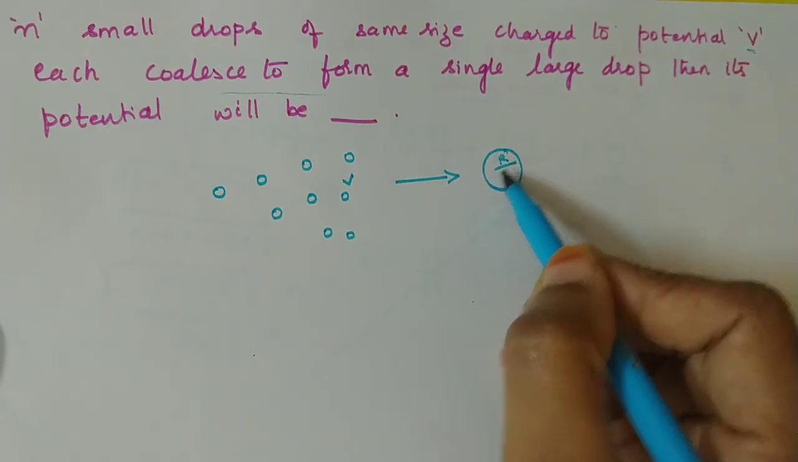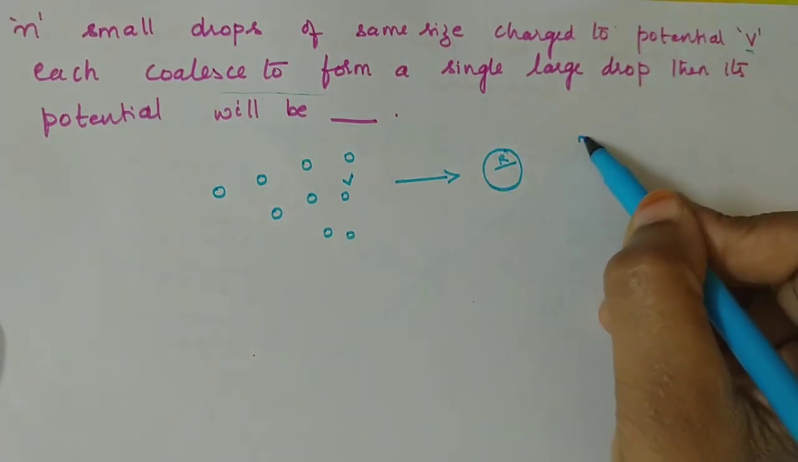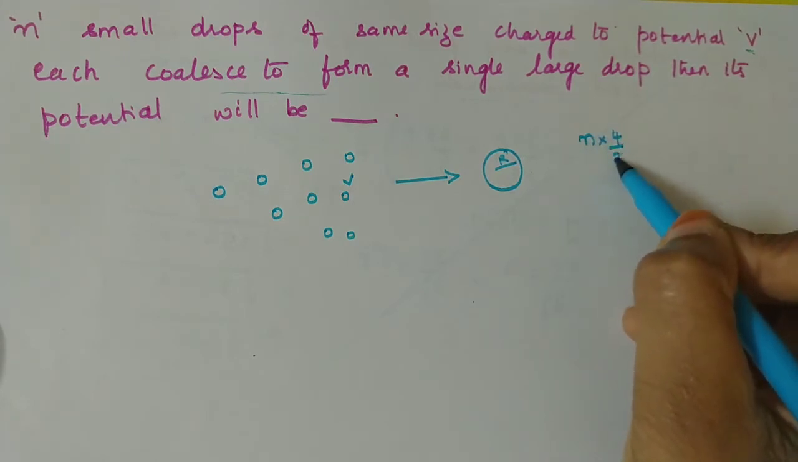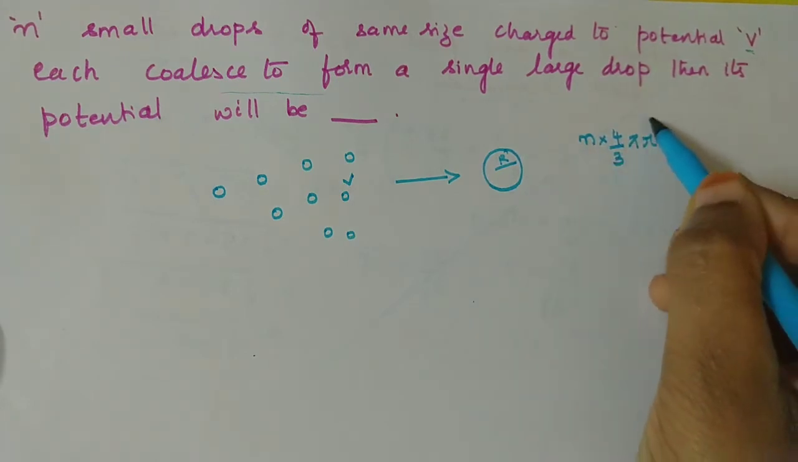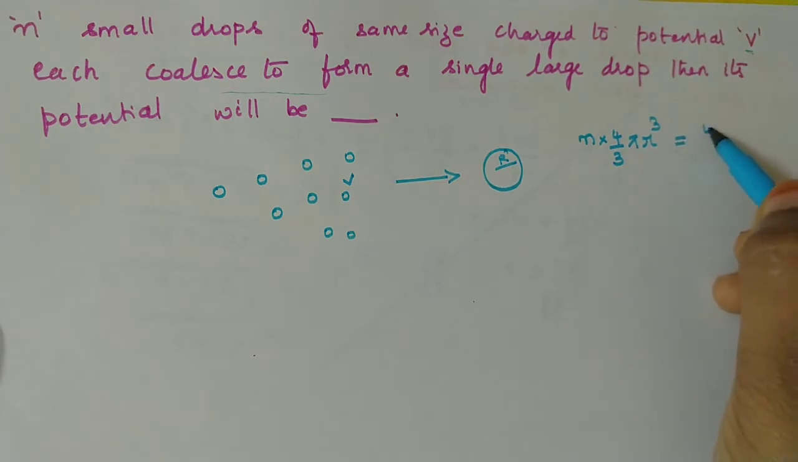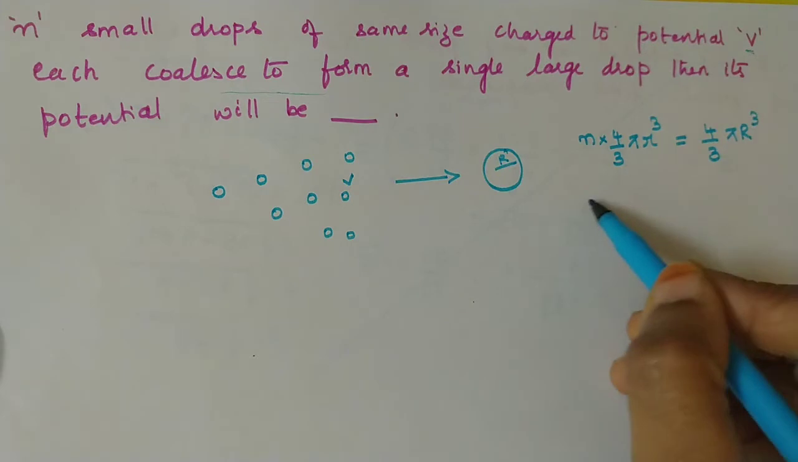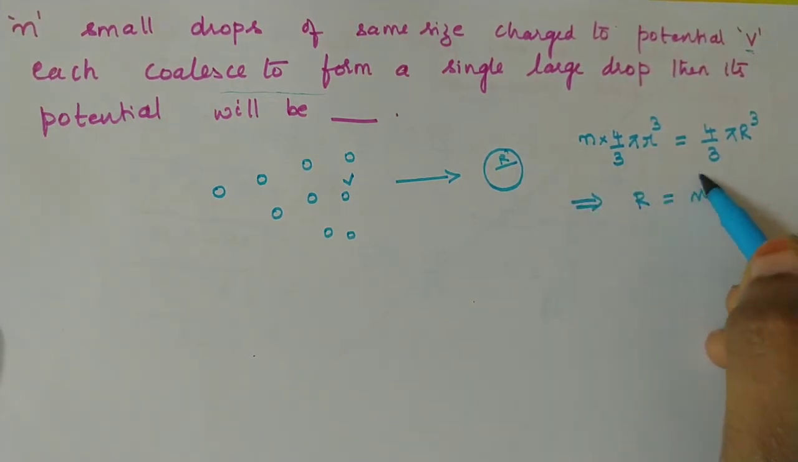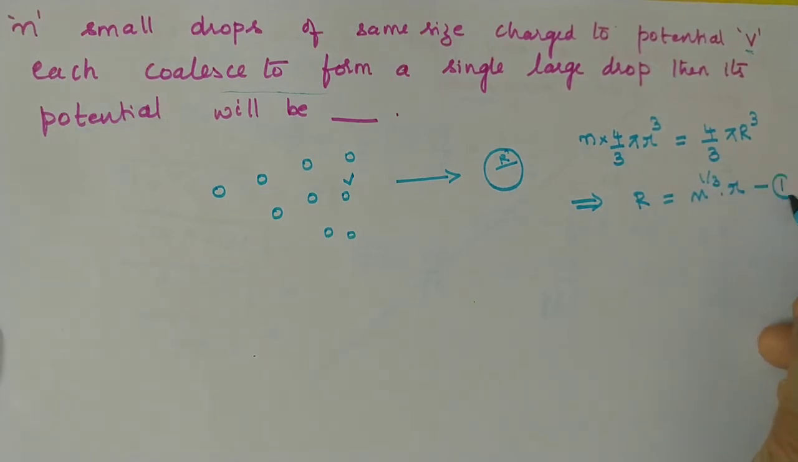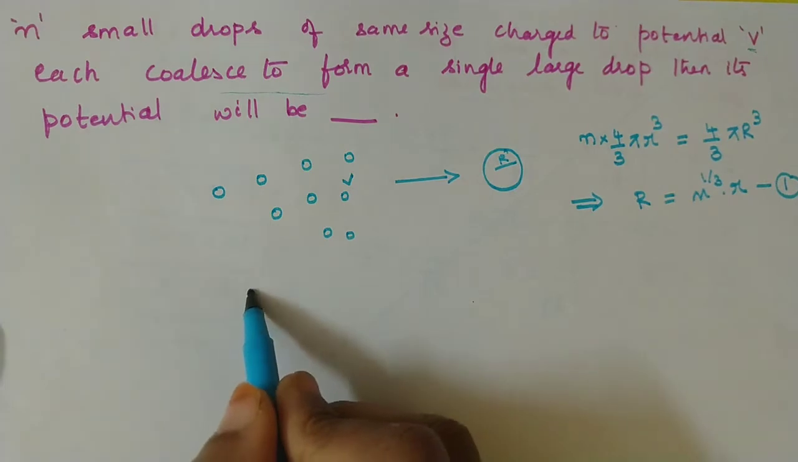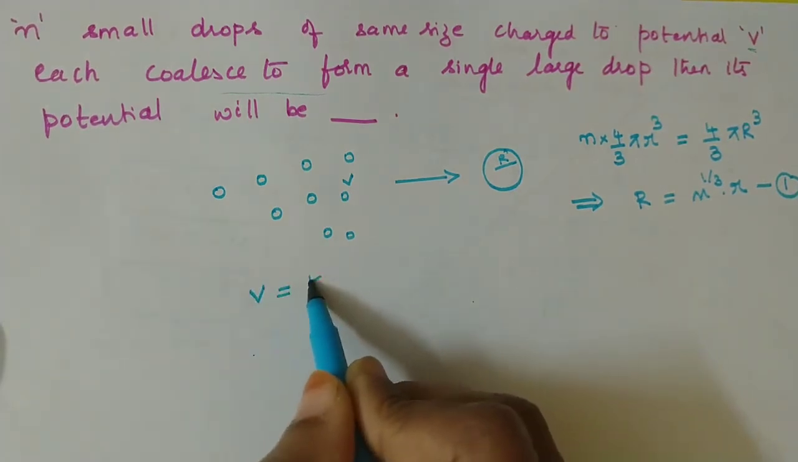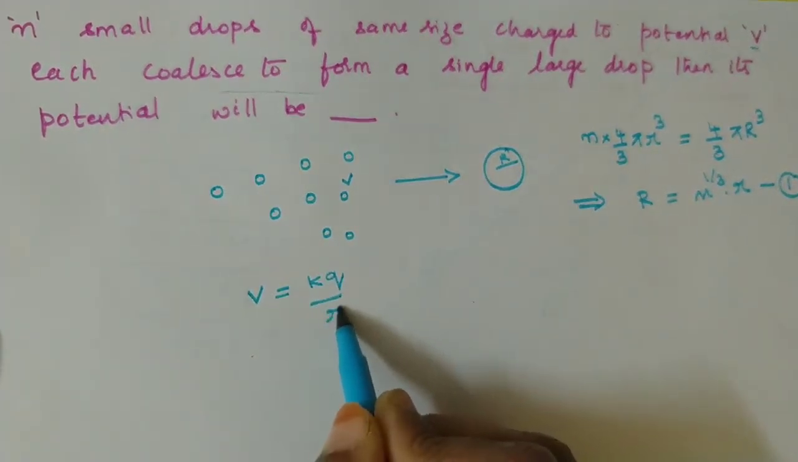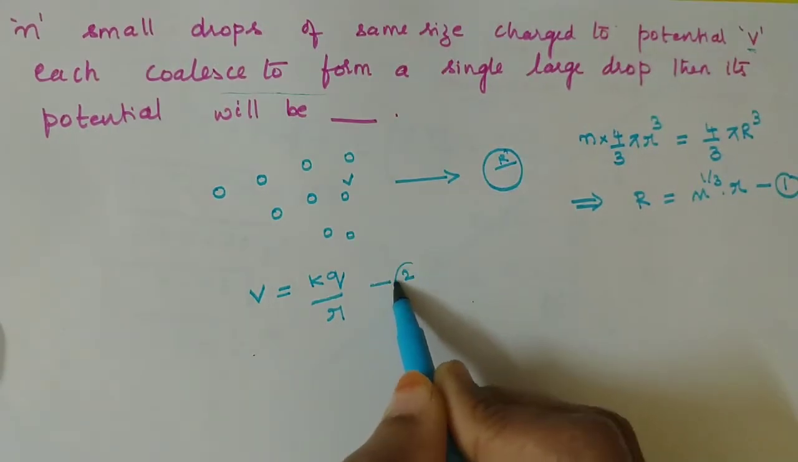Okay, we know the relationship between their volumes. N times the volume of the smaller sphere, 4 by 3 pi small r cube, should be equal to volume of the bigger sphere, 4 by 3 pi capital R cube, implies capital R is n to the power 1 by 3 into small r. Call this as equation 1. Now potential of the smaller drop, we can write it as KQ by small r. Call this as equation 2.